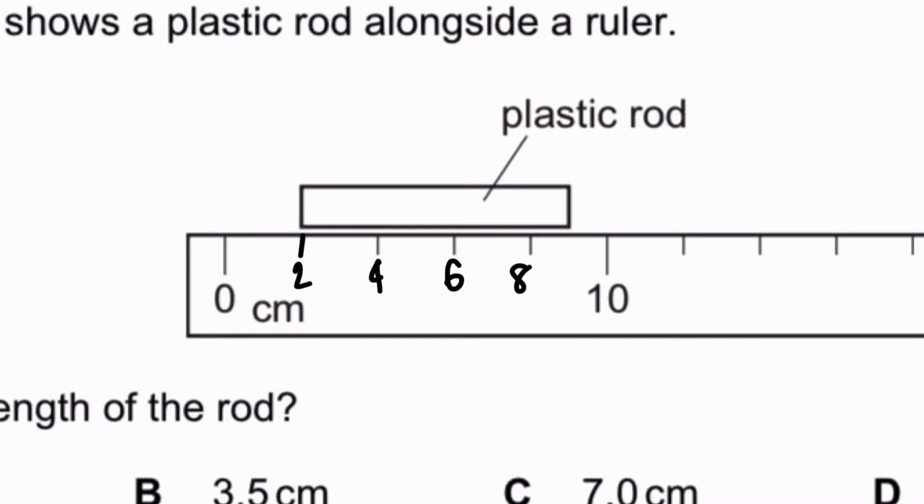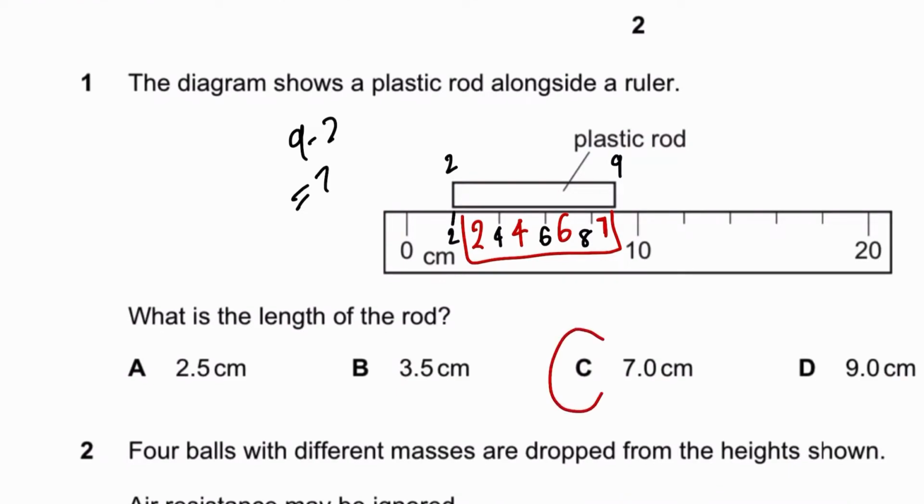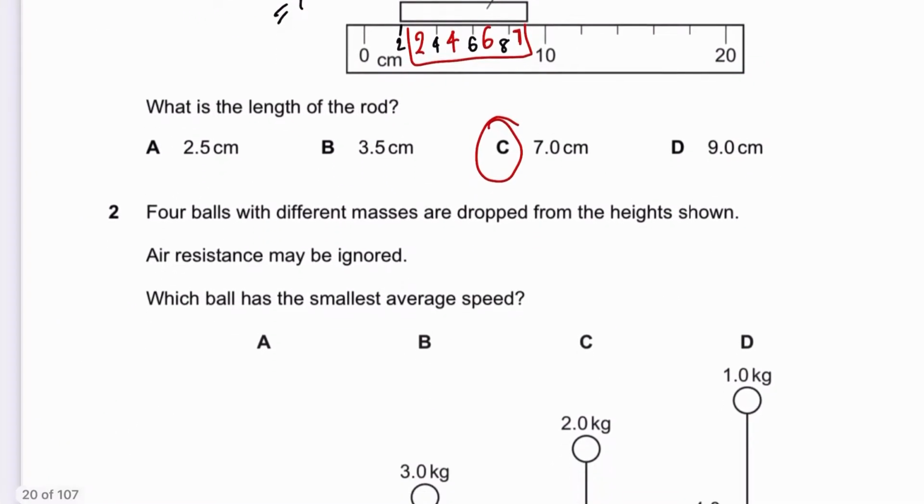It all lines up. So from 2 to, what's between 8 and 10? 9. Now we have 9 minus 2 equals 7. Therefore the length of the plastic rod is 7. You can also do 2, 4, 6 plus 1, which is 7. So 7 centimeters, however you want to do it. So C, 7 centimeters.